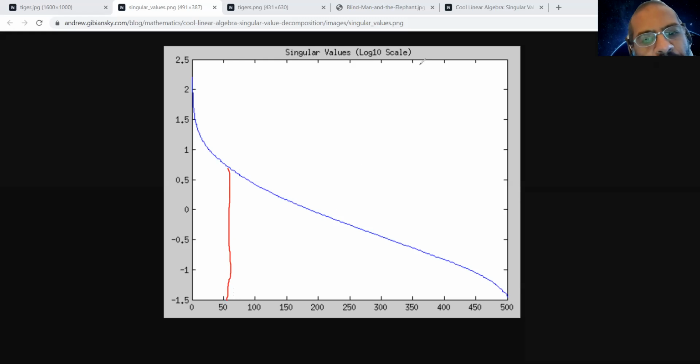Okay, so I'm just going to make some arbitrary threshold for now, let's say 50. I'm going to just throw away all the other singular values. So what happens when I do that?